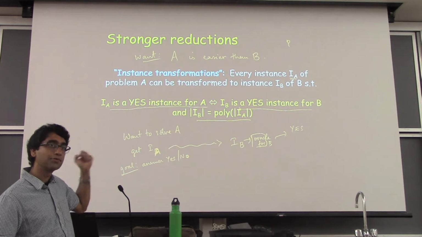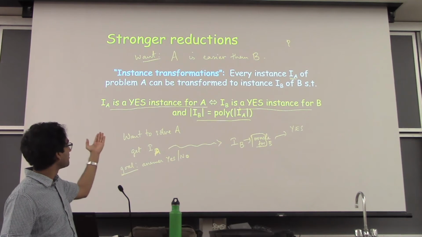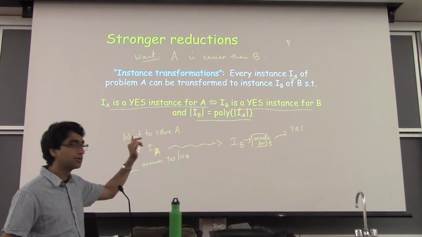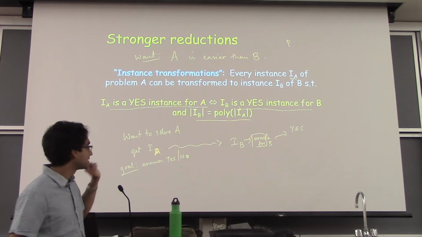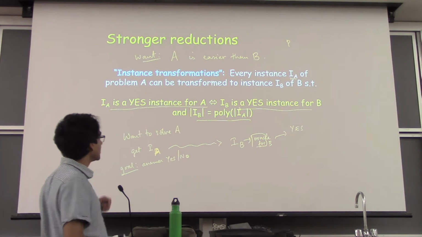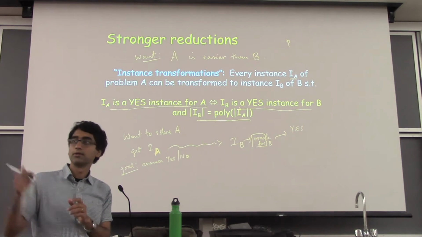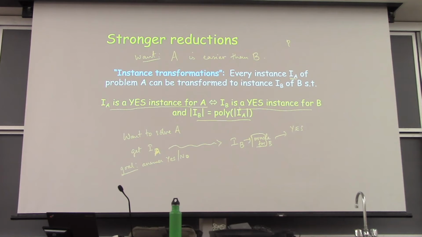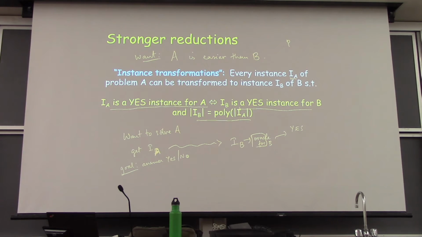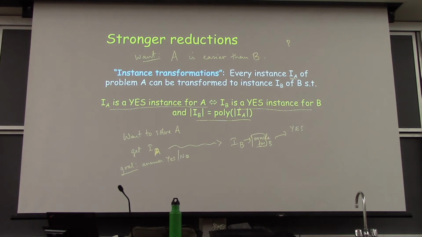Because what you're saying is, if you can map every instance of A to some instance of B such that this condition holds, then you've reduced solving problem A to solving problem B. Yeah, that is true. But what you want is for every IA, there is an instance IB, right? So there might not be any mapping in the other direction.